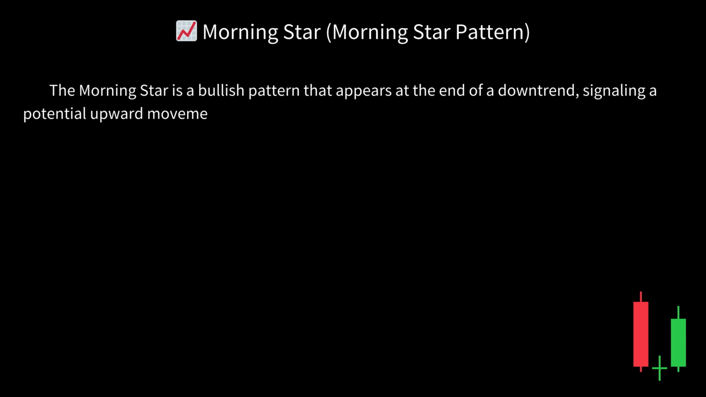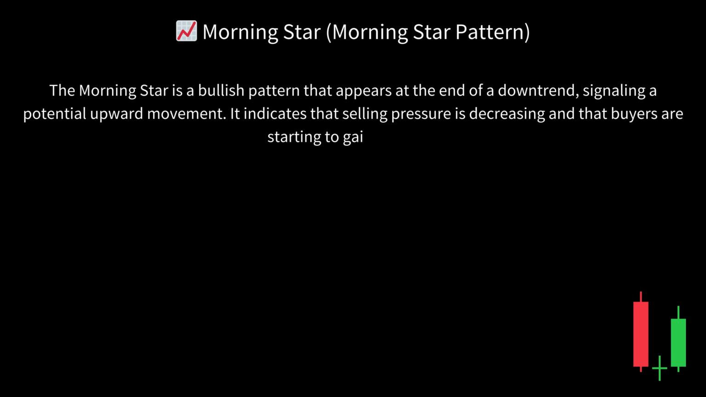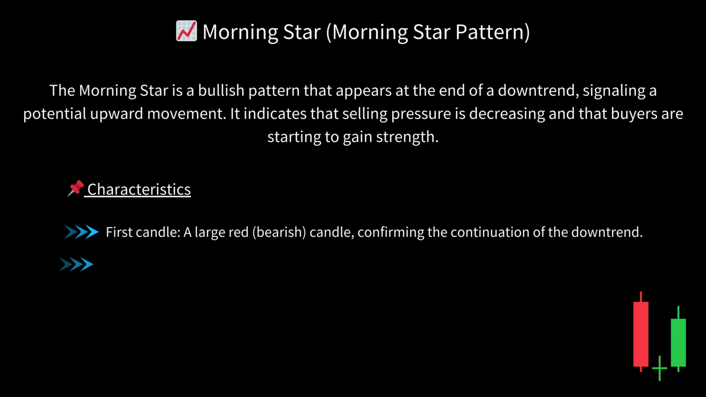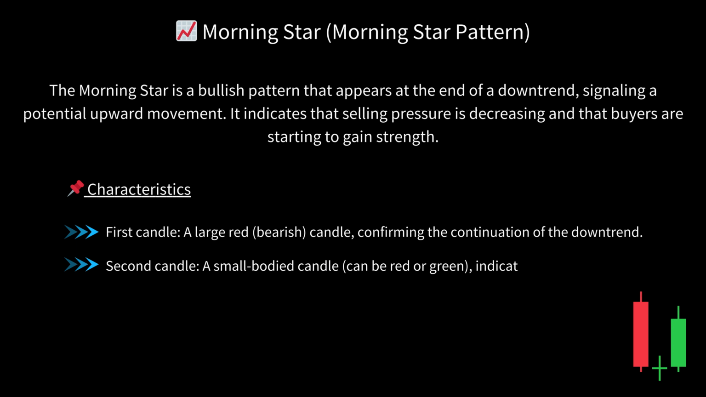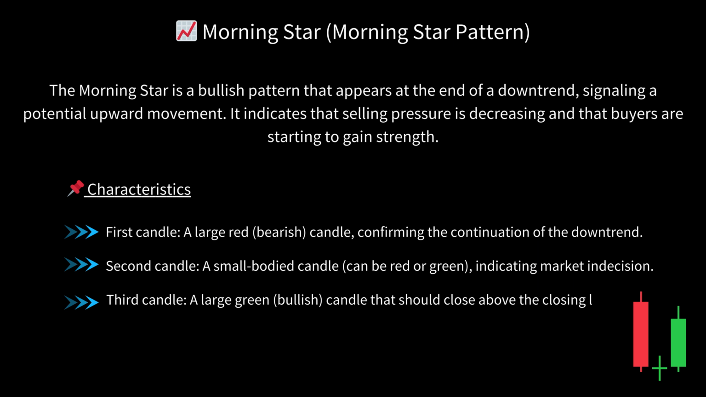Morning star pattern. The morning star is a bullish pattern that appears at the end of a downtrend, signaling a potential upward movement. It indicates that selling pressure is decreasing and that buyers are starting to gain strength. Characteristics. First candle, a large red, bearish candle, confirming the continuation of the downtrend. Second candle, a small-bodied candle, can be red or green, indicating market indecision. Third candle, a large green, bullish candle that should close above the closing level of the first red candle.